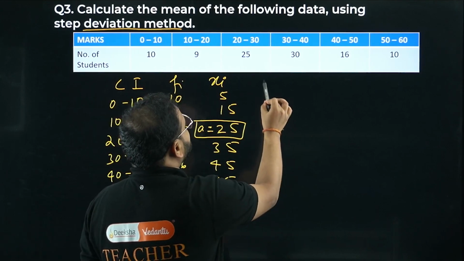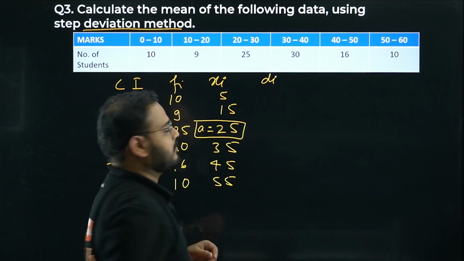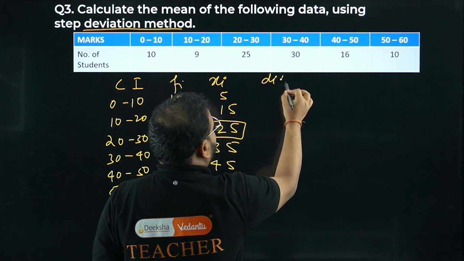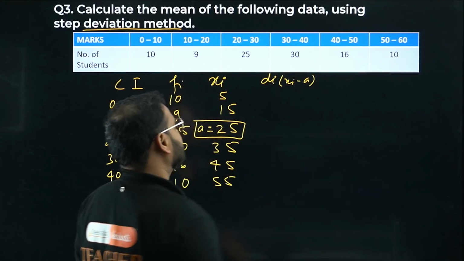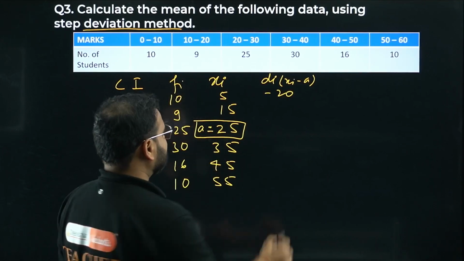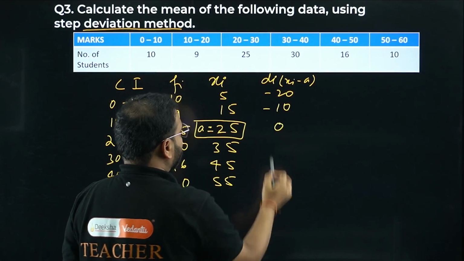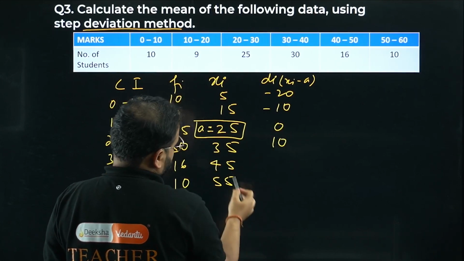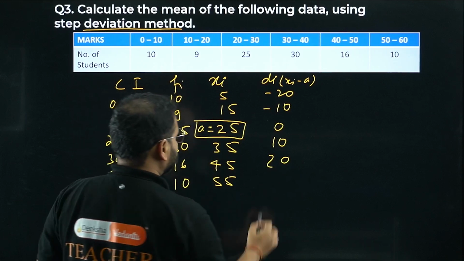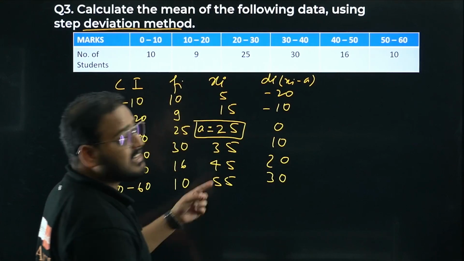Next is to find Di. Have a look. What am I getting for Di? Xi minus A. Don't forget. So 5 minus 25, minus 20. Minus 10. 0. Plus 10. 45 minus 25, so 20. And 55 minus 25 is 30. These are the Di values.